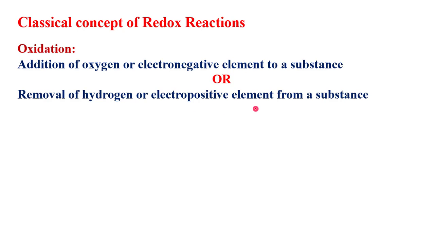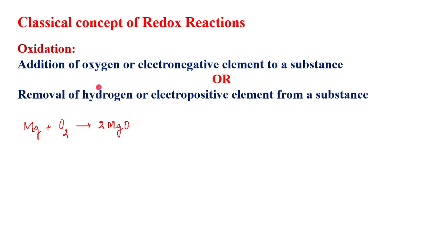Now, for example, I'll take magnesium. When it reacts with oxygen, you will get magnesium oxide, right? Magnesium is reacting with oxygen to produce magnesium oxide. So what has happened here? Oxygen is added to this substance. You are adding oxygen to this substance. That's why we call it oxidation, right?